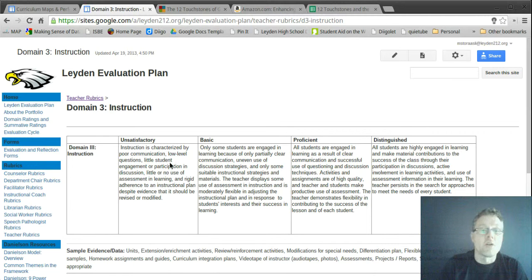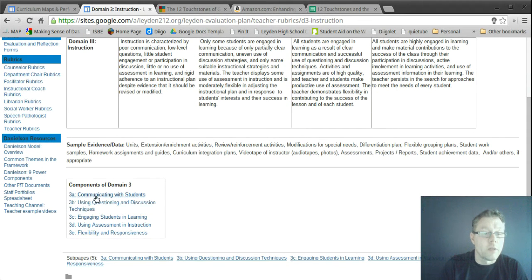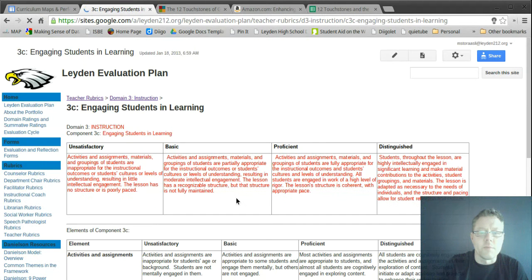This is a very general rubric about what is distinguished, what is proficient, what is basic, and what is unsatisfactory. If you want to break it down even further, you can click on, well, what does engagement, for example, what do we mean by engagement? What is excellent or distinguished engagement? Proficient, basic, or unsatisfactory? Okay. So again, this is a really brief overview. I'd suggest just reading the book. We'll talk much more about the evaluation plan come July.